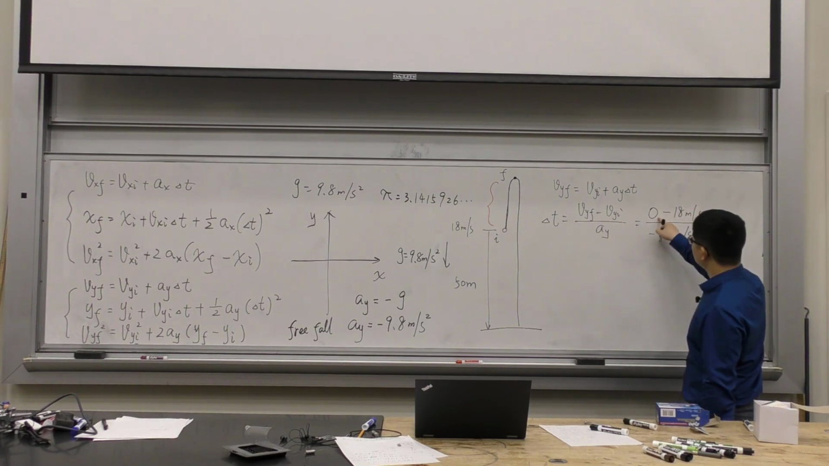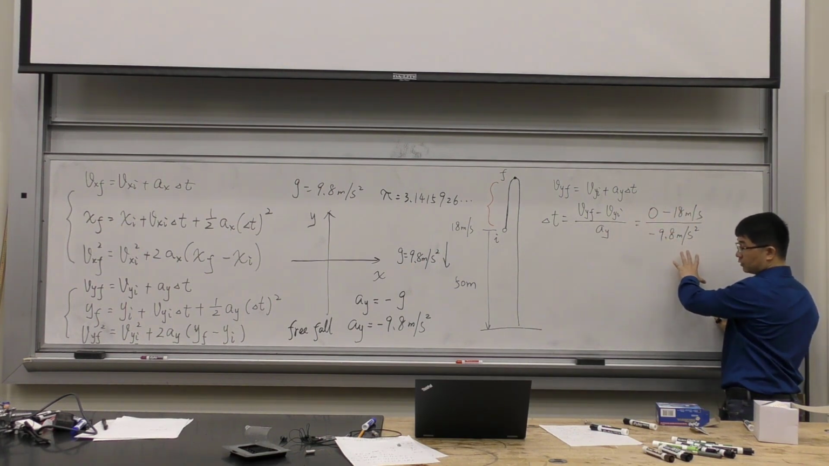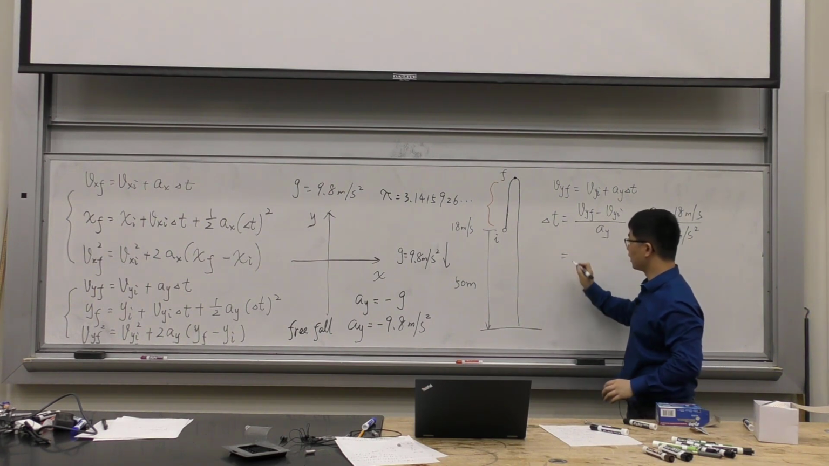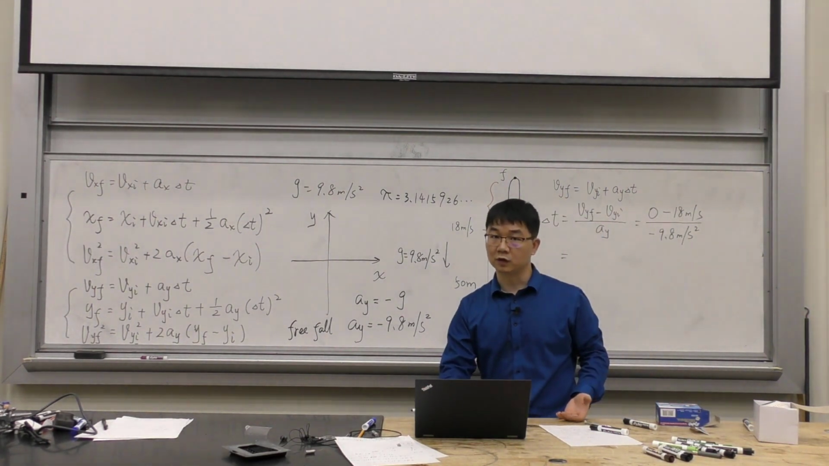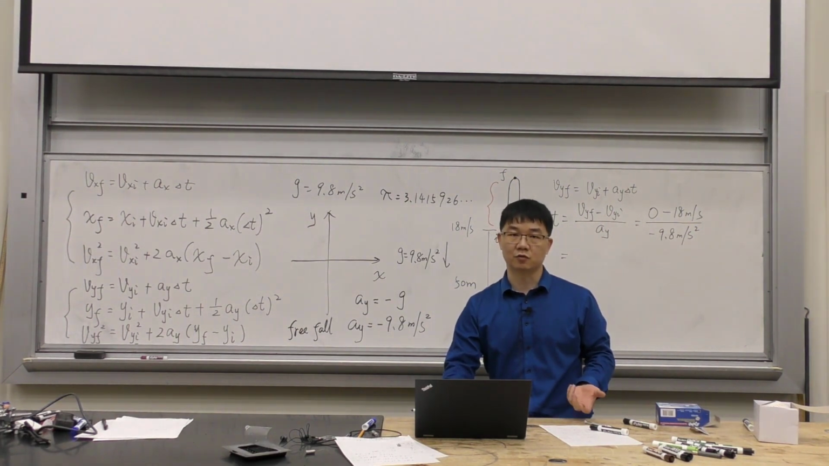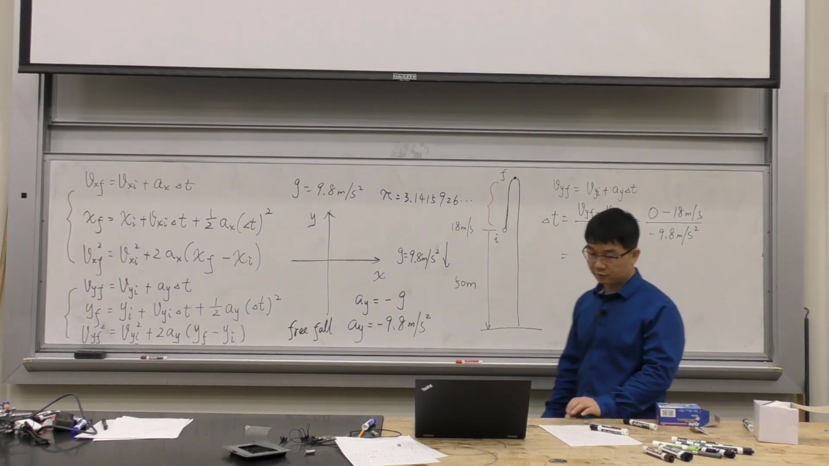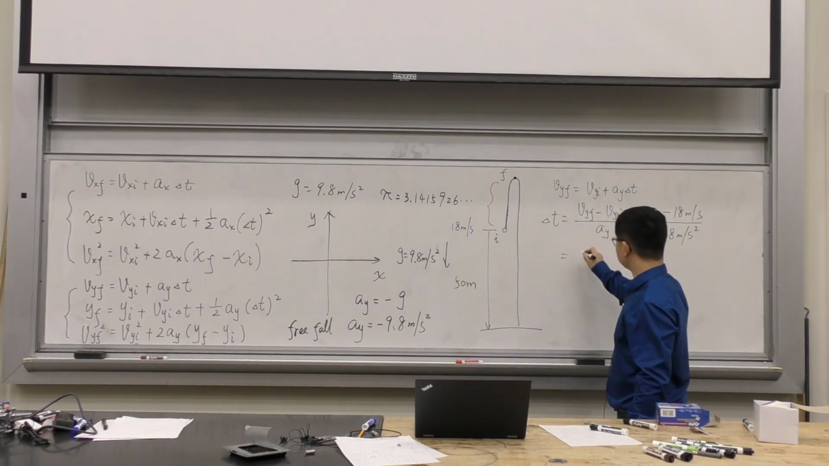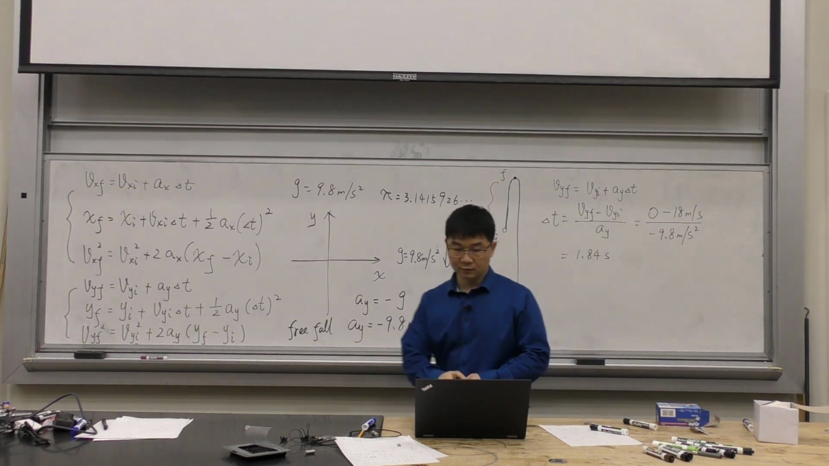So final minus initial divided by the acceleration. Now you see that if you get all the signs right, you will get the time with a right sign, because time cannot be negative, right? If you get a negative time, that's something wrong. All right, so you put all these numbers in. What is the value you got? The value I got is 1.84 seconds.